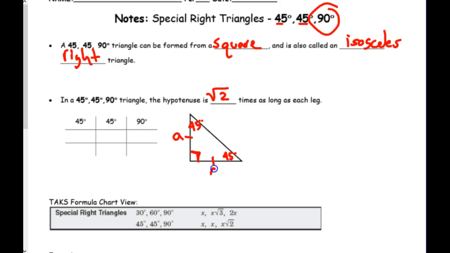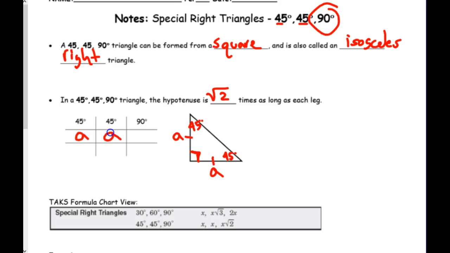A. Because it's isosceles. They're equal, right? They're congruent in their measurement. So A and A. So here's the deal. A is across from what? So underneath 45, we're going to put A and A.